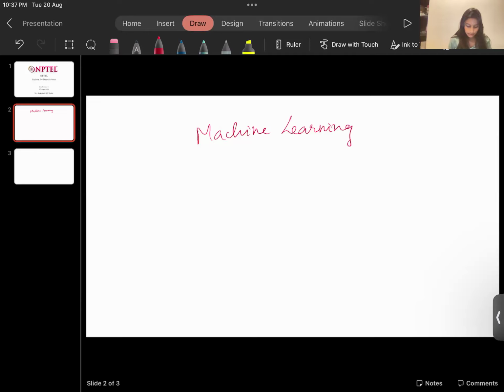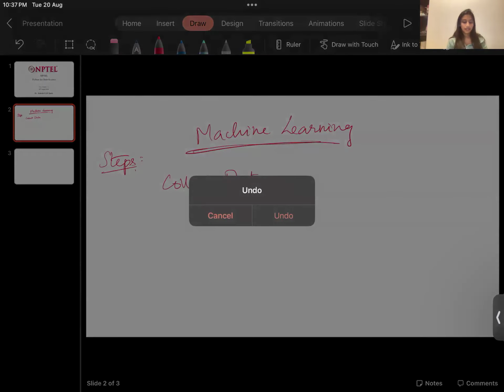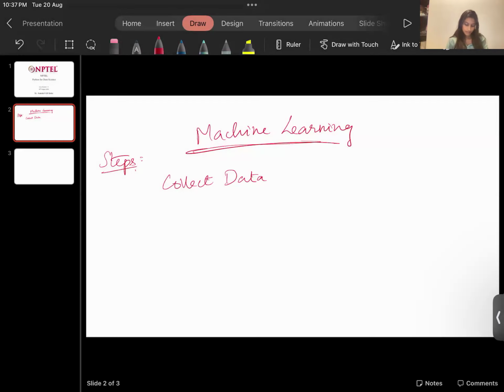I'll just briefly go through the steps. So collect data. We don't have to generate this data. All this data would be available somewhere. So you just collect the data, and then data pre-processing.